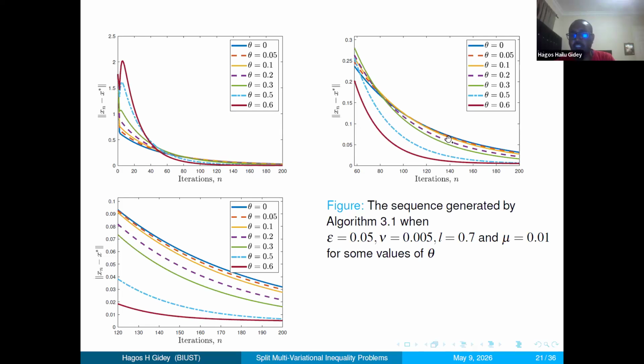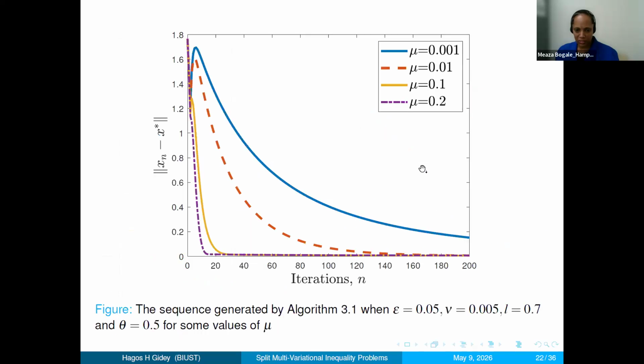You can see it on the second one on the right hand side. The one below all those graphs is theta equal to 0.6. That means when we take theta larger, it means inertia with higher value. When it's 0, it means no inertia. It's the solid line here. That means the algorithm with inertia converges faster than the algorithm without inertia.